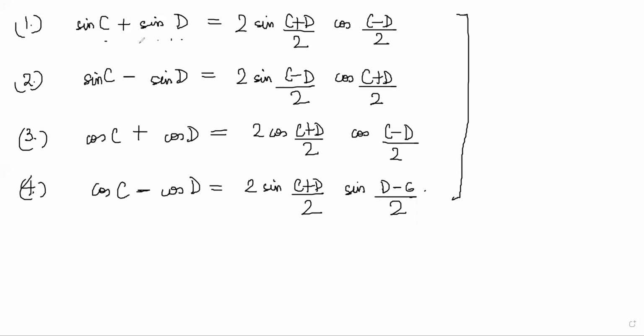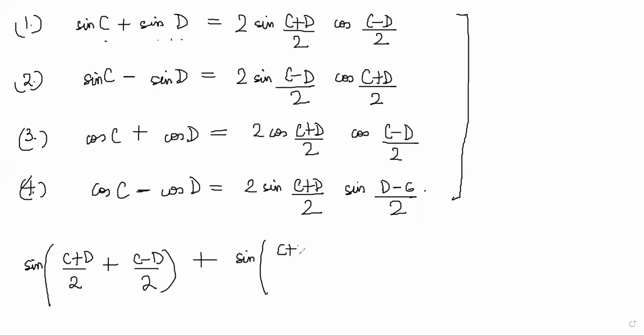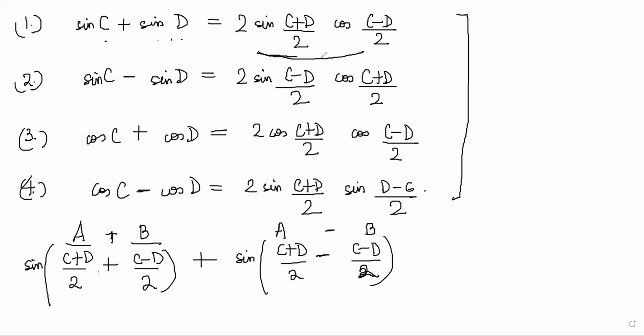If you have sine C and sine D, you're adding them, right? So think of your C as basically (C plus D)/2 plus (C minus D)/2. And think of your D as (C plus D)/2 minus (C minus D)/2. See, it is correct. This is C and this is D. Now think of it as A plus B and A minus B. So sine (A plus B) and sine (A minus B), when you add, you should get 2 sine A cos B. And that is what it is.